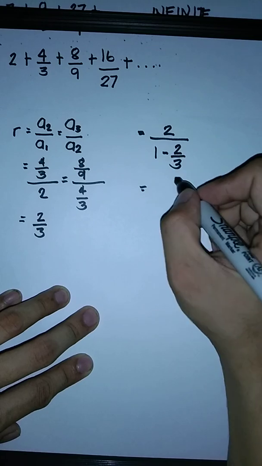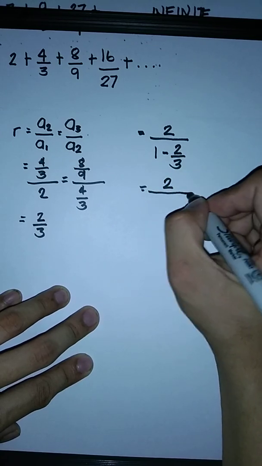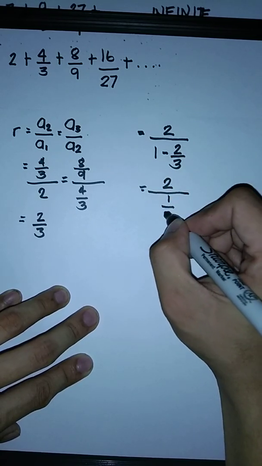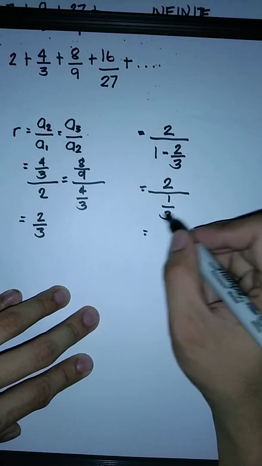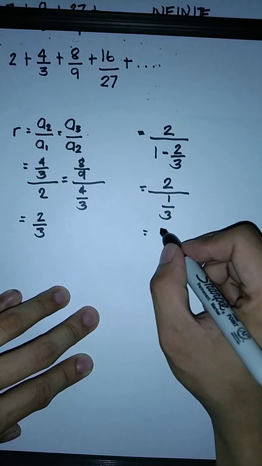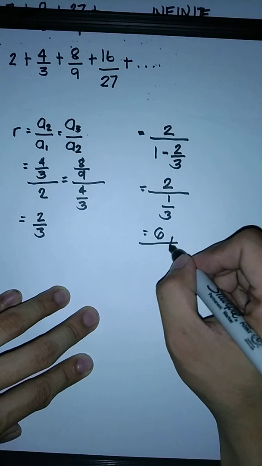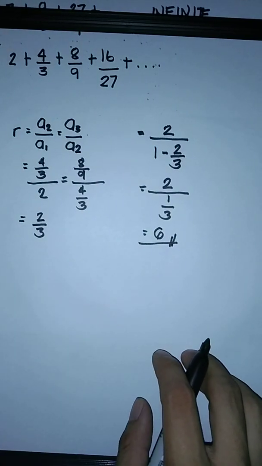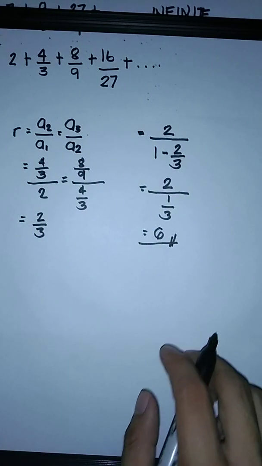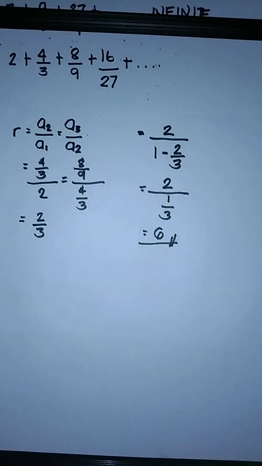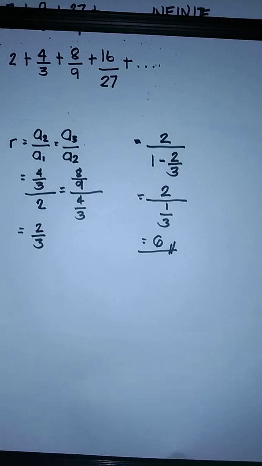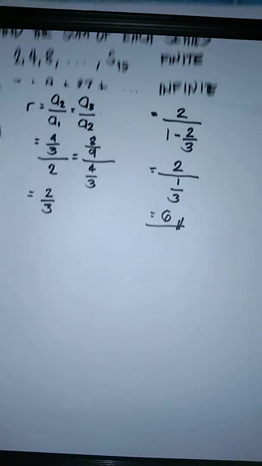Simplify natin yung denominator. We will have 2 all over 1 third. And 2 divide 1 third, that is equal to 6. You can use your calculator naman para mas mabilis. So, that is how you solve pagdating sa ating summation ng ating geometric progression and as well as with the arithmetic progression.